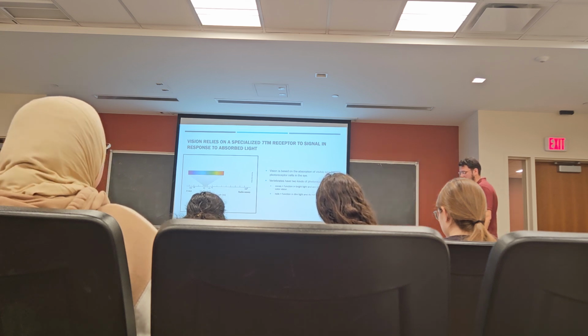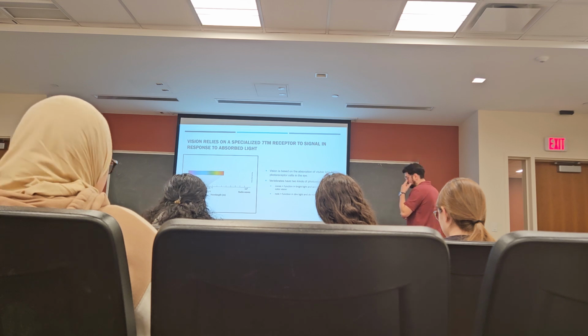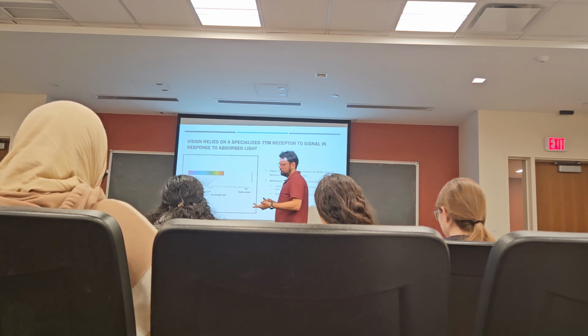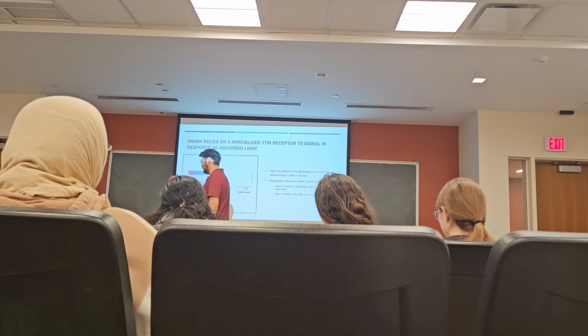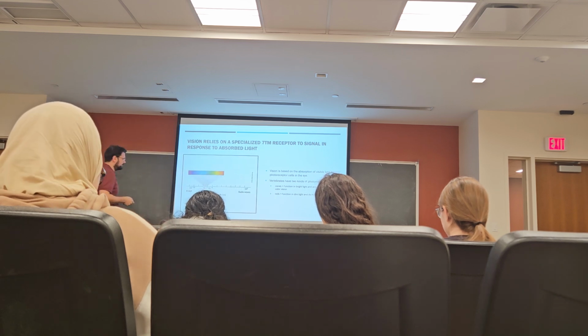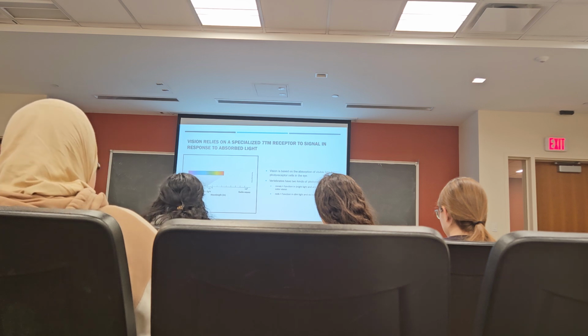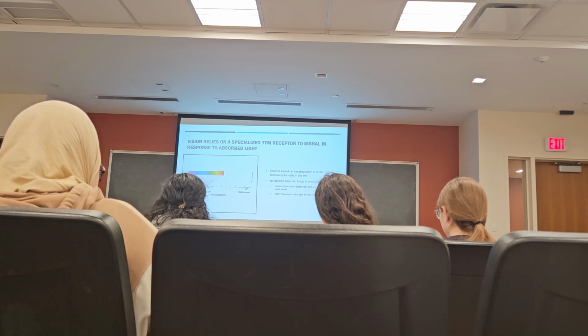Cones, however, we have 3 different types of cones. Ones that are specifically receptive to red light, green light and blue light is where we get the RGB from computers, because they stimulate physically different cones in our eyes, but they function very much the same way. So I'm just going to focus on rods.